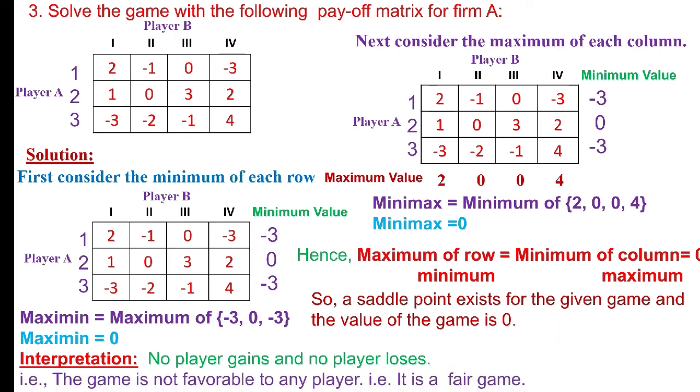The game is not favorable to any one of the players. So we'll remember again: if the value of the game is positive, the game is favorable to player A. If the value of the game is negative, the game is favorable to player B. If the value of the game is 0, the game is not favorable to anyone. There is no gain, there is no loss. Therefore, it is called a fair game.